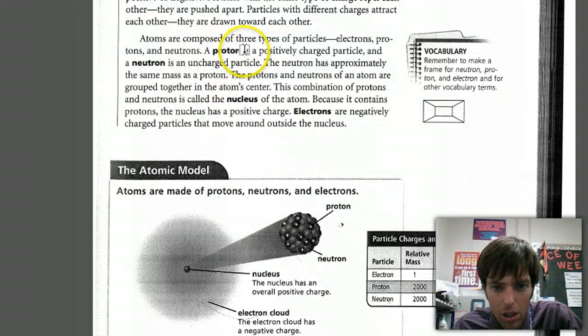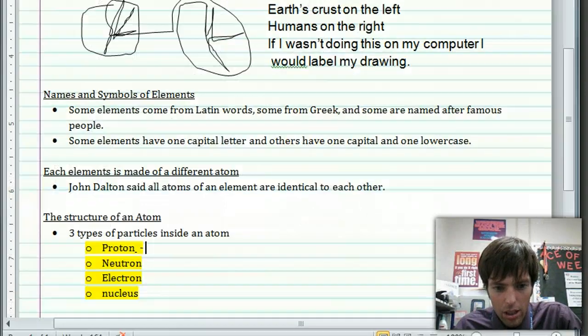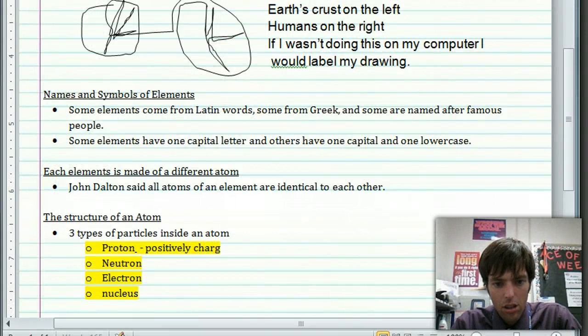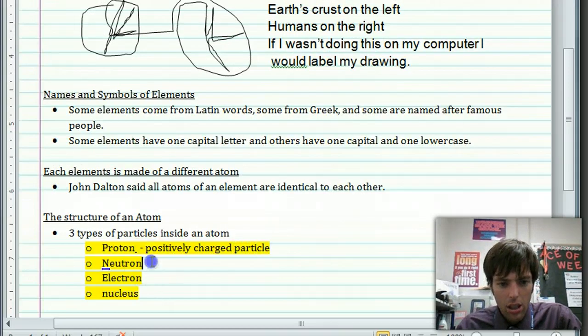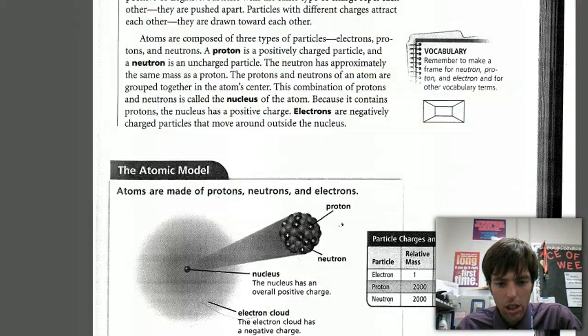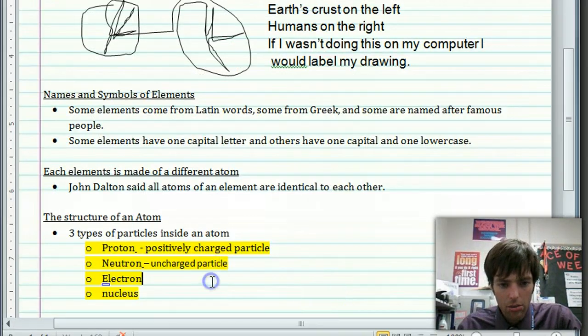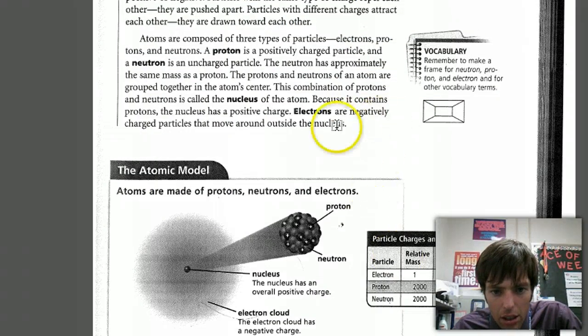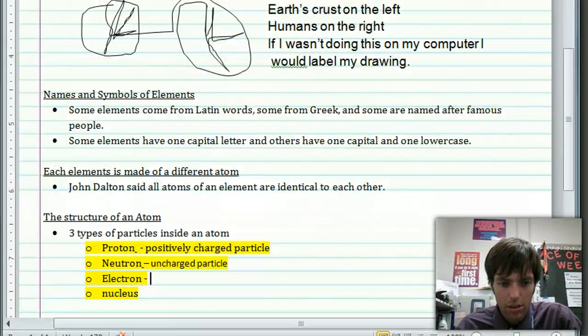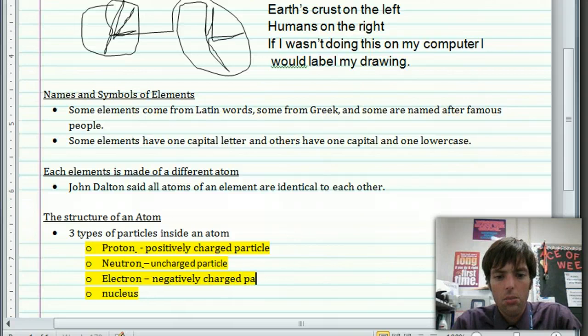So let's see. Proton, what is it? It's a positively charged particle. And then a neutron. You don't need to underline that. What's a neutron? It's an uncharged particle. Oh, that's easy. Okay, well let's see. What's the electron? Electrons are negatively charged particles that move outside the nucleus. I can write that: negatively charged particles move outside nucleus.